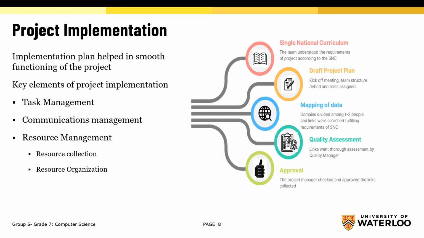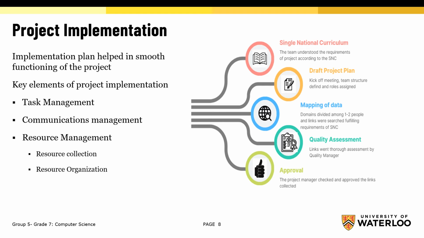The standards and requirements of the SNC were mapped out in the initial meetings. The implementation plan helped us in ensuring that every team member was held accountable for completing the tasks in a proper manner. The domains were divided amongst the team members, and it was ensured that every team member has a part in the project. Each domain was researched by a group of 2 people, and they discussed the requirements of the SNC and found links accordingly.